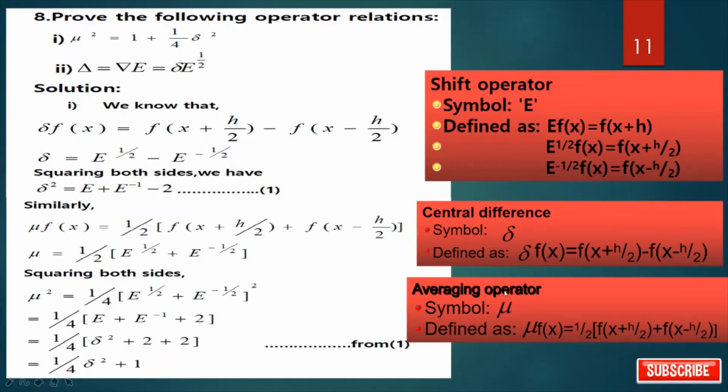Similarly, for the averaging operator, nu fx equals half into f(x plus h by 2) plus f(x minus h by 2). And f(x plus h by 2) is e to the power half fx and f(x minus h by 2) is e to the power minus half fx. So nu equals half into (e to the power half plus e to the power minus half). Squaring both sides, we get 1 by 4 into (e plus e to the power minus 1 plus 2). And from equation number 1, the value of e plus e to the power minus 1 is delta square plus 2. So I am writing here delta square plus 2 and I am getting this relation, that is nu square equals 1 plus 1 by 4 delta square.